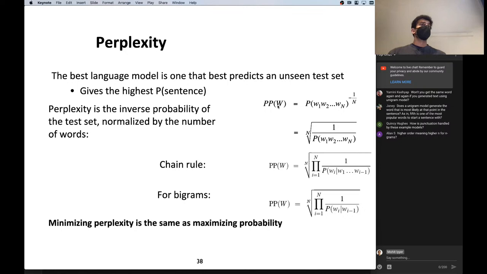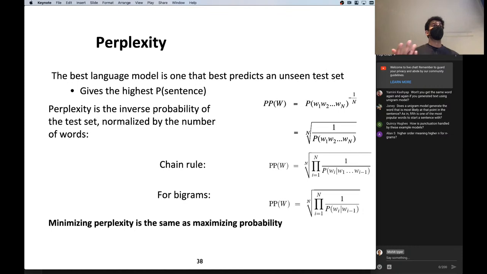Here the capital W is the test set, let's say all the words in the test set, or it could be a test document. We can compute the probability of this test sequence under the language model, P of W sub 1 to W sub N, and we raise it to the minus 1 over N power, where N is the length of the sequence, the number of words. We've talked about ways to break down this joint probability distribution, so we break this down using the chain rule, and now we get the product of these conditional probabilities. In a bigram model, we're not considering the entire prefix, but just the last word. So this would be the equation for perplexity for a bigram model.